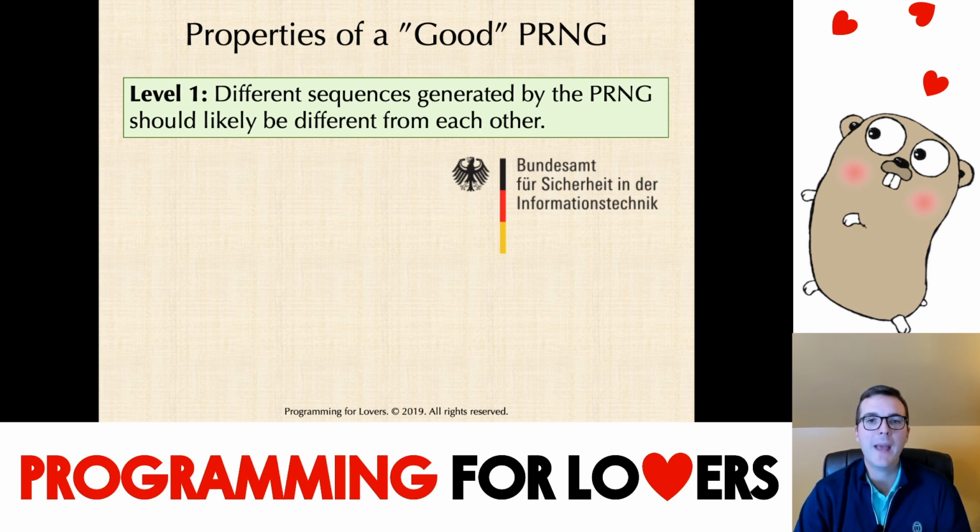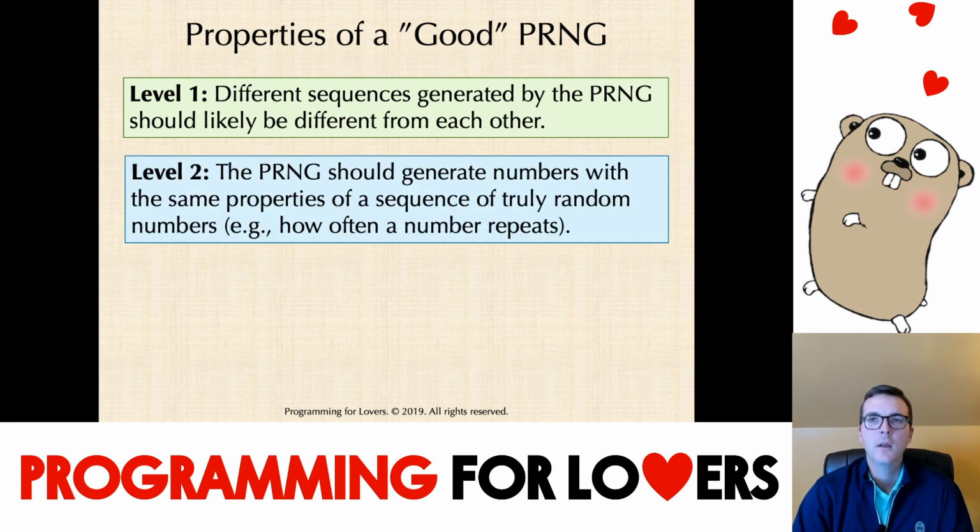I shouldn't see any patterns that arise over time. Those are the most rudimentary approaches. If you start seeing patterns between multiple sequences of integers or numbers that we're generating from the PRNG. Level 2 would be to say that the numbers that you're generating have the same mathematical or statistical properties that they would have if they truly were random.